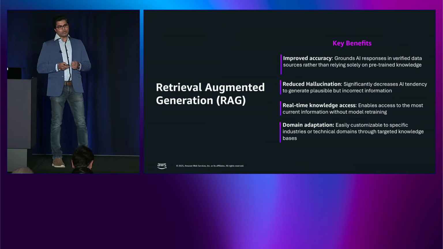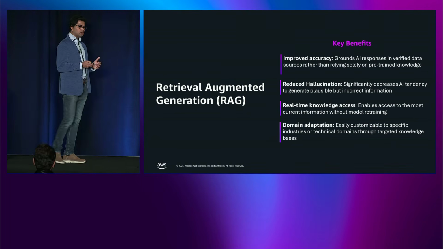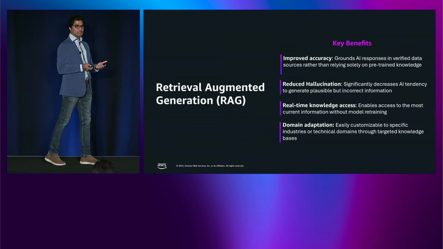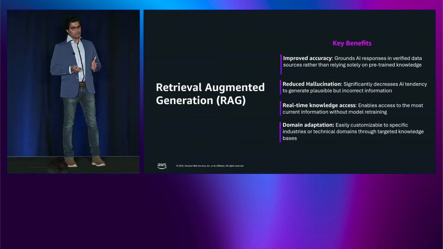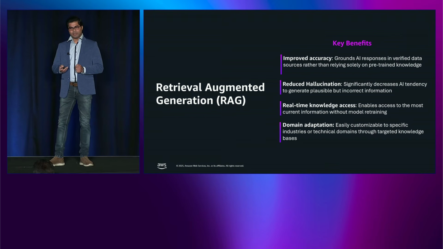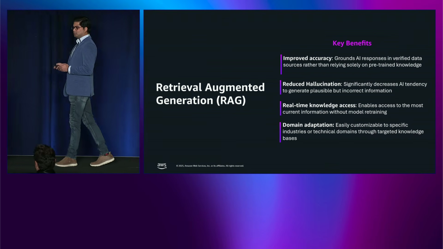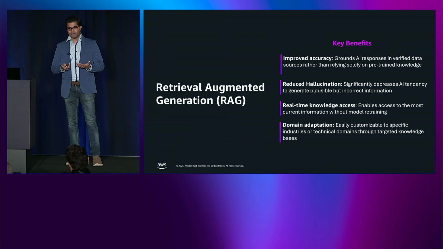The next one is flexibility to bring in domain adaptation. Let's assume you are trying to build a use case for the financial industry. You do not have an AI model which is specifically designed for the financial industry. You are creating a knowledge base with the financial industry data so that the model can use that financial data to give domain-specific answers.